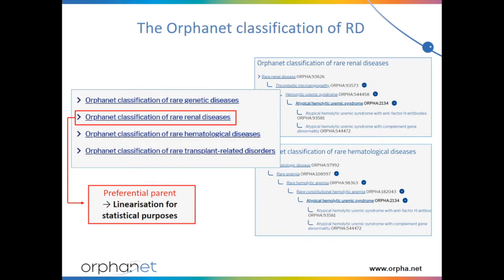In the case of atypical HUS, the preferential parent is the renal disease group. This linearization process is based on a defined set of rules listed in a procedure that is accessible on the Orphanet website. However, I wanted to point out that Orphanet should not be viewed as a scientific authority in view of this linearization process. The rules that we have established are subjective and simply aim to ensure a homogeneous methodology of attribution across all entities.